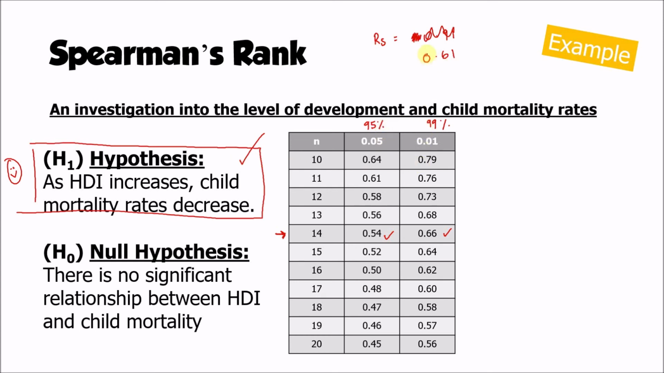If our result was a bit lower and it was 0.51, then it wouldn't be higher than this value, so we'd have to accept our null hypothesis instead. Anything less than this 95% level is not good enough for us to accept our hypothesis. It has to be 95 or above. In this case, we're well above that 0.66 level, so our result is definitely significant and we can be 99% confident that that result is not a random one.